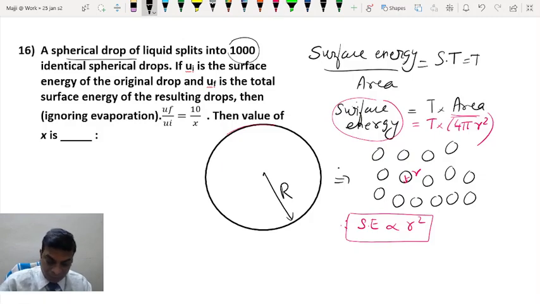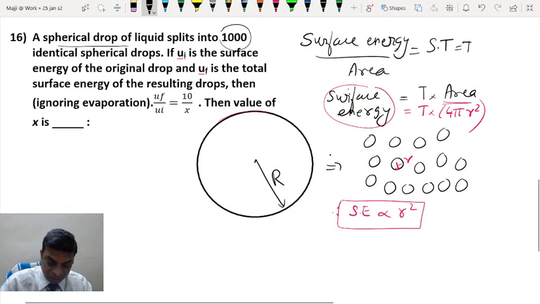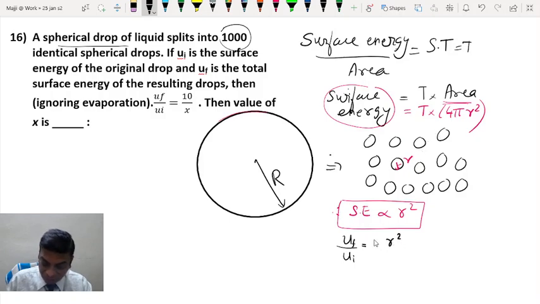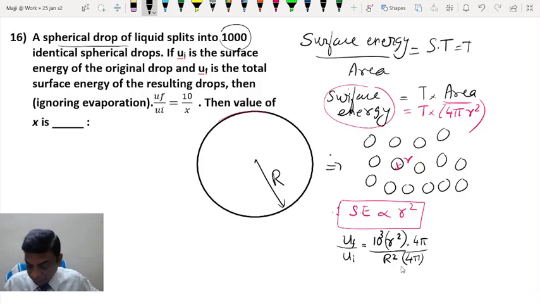Now coming to the final question, you have Uf upon Ui will be equal to, Uf means final. For each sphere it is r square. So for 1000 spheres it will be 1000 into r square. For Ui you have only R square. Remember I have cancelled 4 pi. Okay, if you want you can write this. This is for each sphere. I'll write the final.